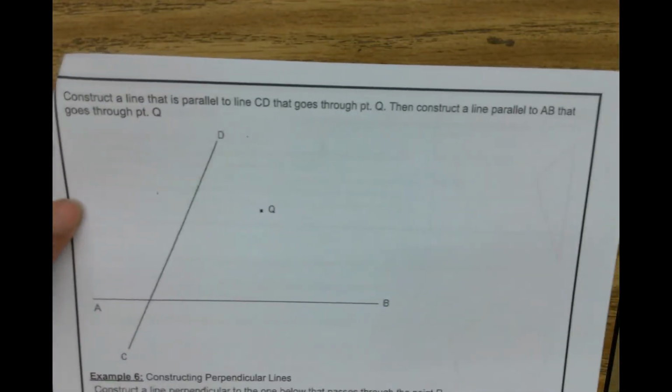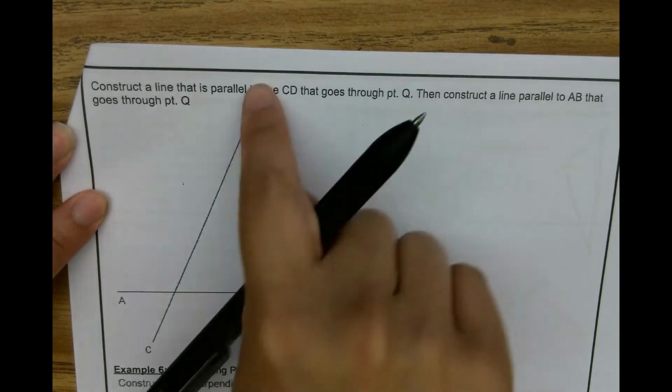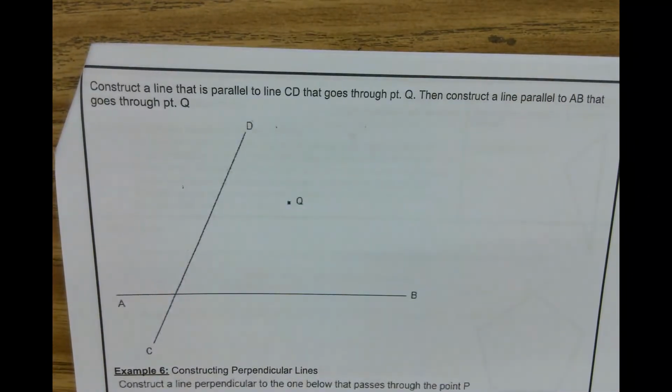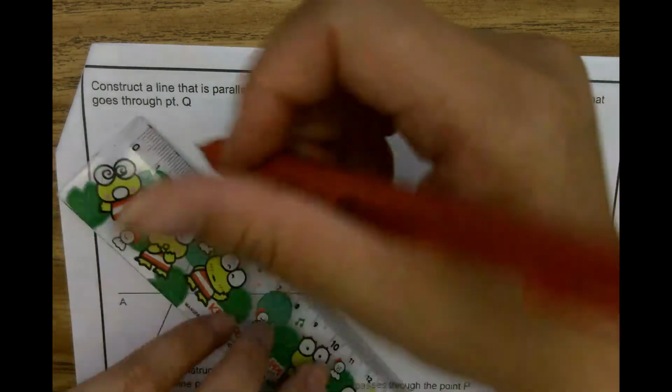Okay, so flip. This time we're going to construct a line that is parallel to CD, and it's going to go through point Q. So I'm going to do my first step: I'm going to connect the dots.